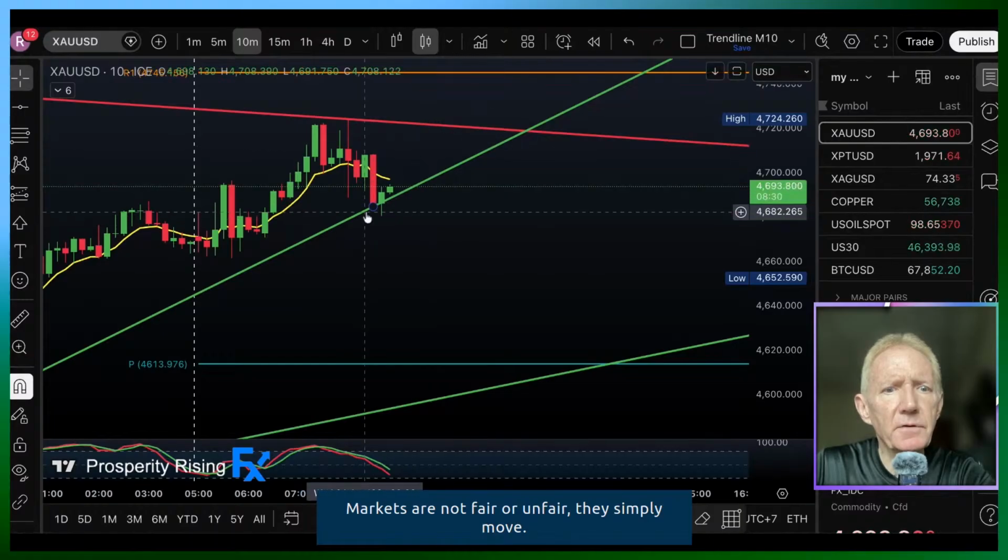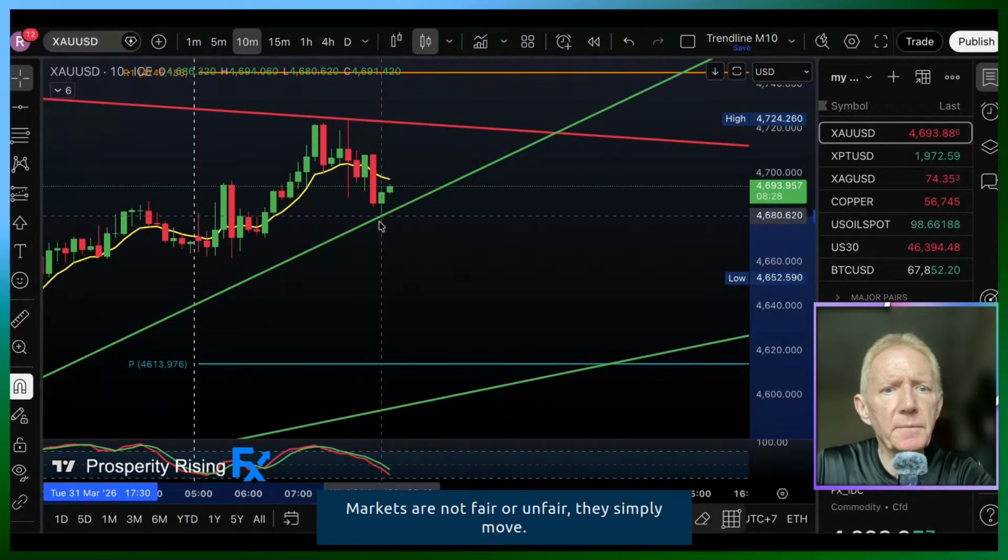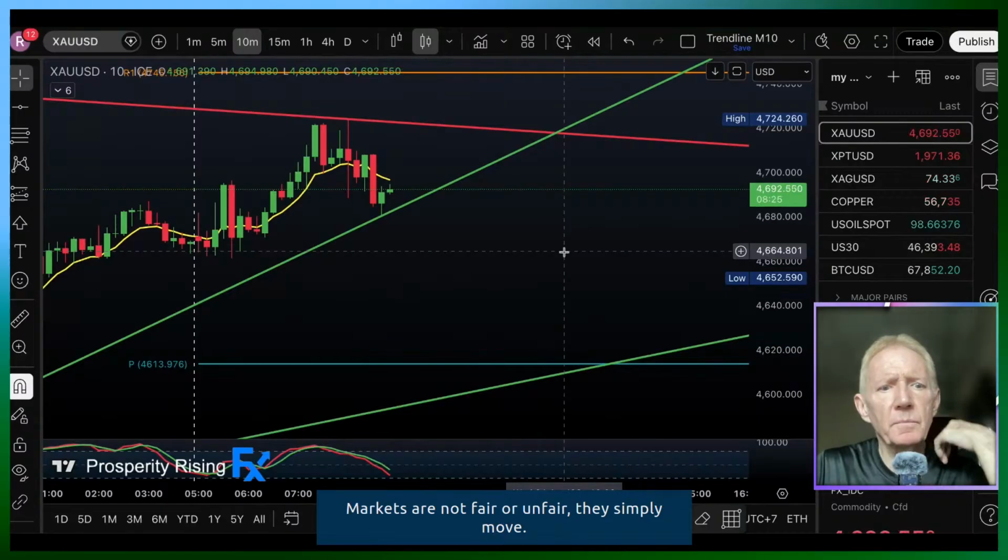So that candle is finished. I'll just adjust that trend line a little bit. There we go.